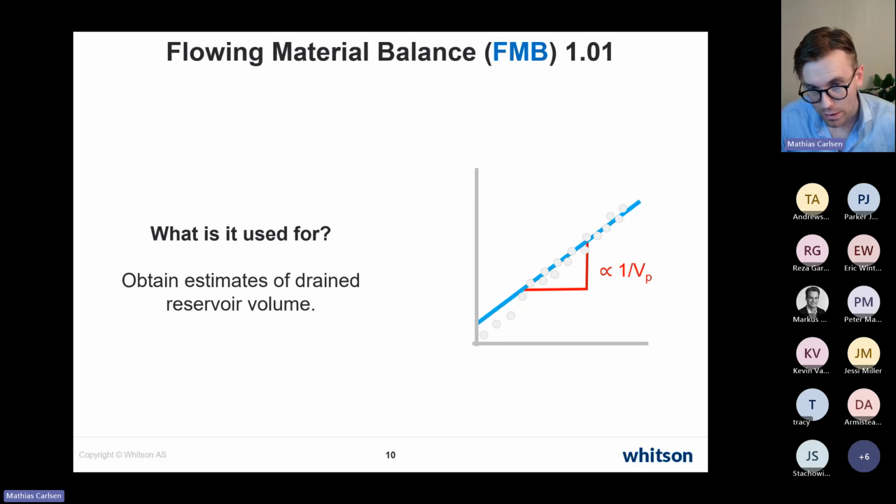In theory, you could plot the inverse, and maybe we'll even put in a little toggle to plot the inverse at some point in the future, if that's wanted by people. The beautiful thing with flow material balance is that it's extremely quick to run. So I always run it religiously.